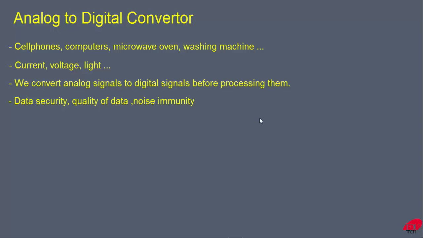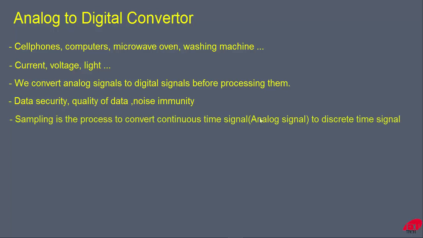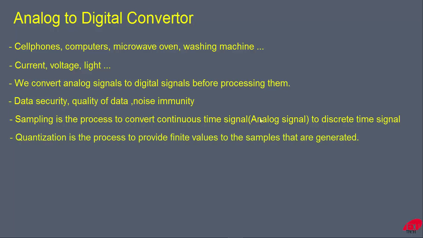Now, what is sampling and quantization? Sampling is a process in which we convert a continuous time signal, that is our analog signal, into a discrete time signal. And quantization is a process in which we provide finite values to each sample that is generated by sampling.